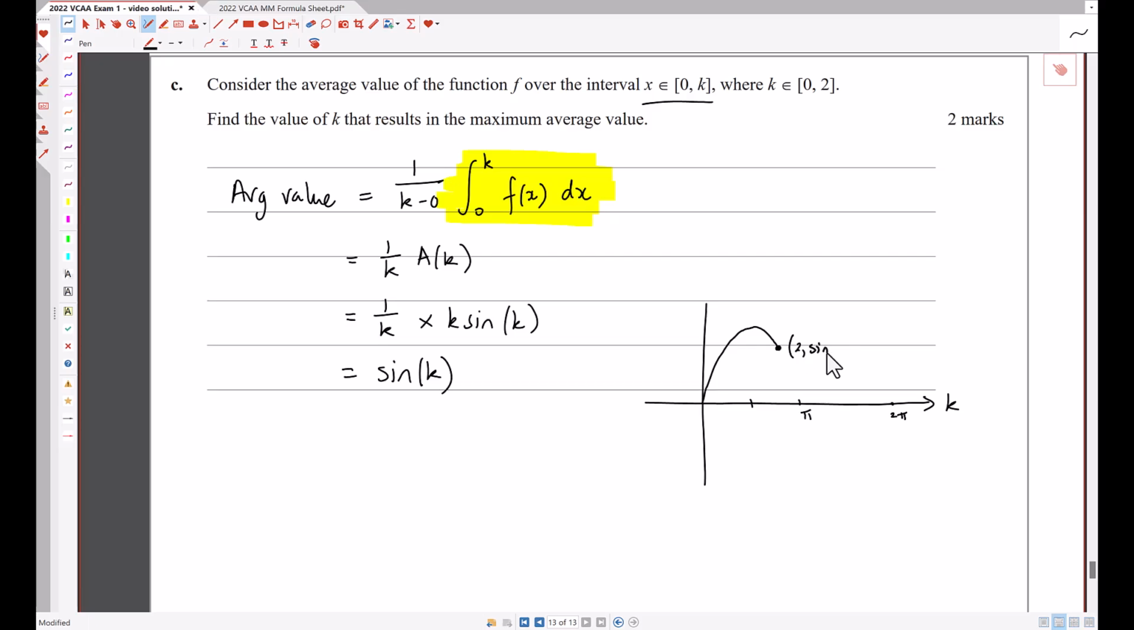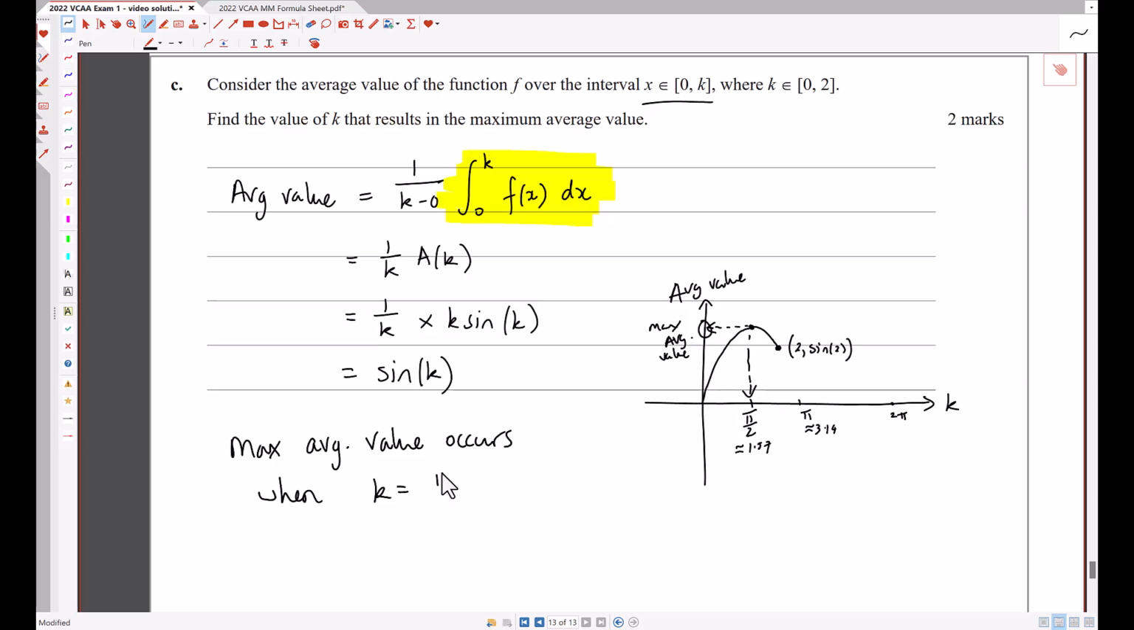So it'll be sine of 2. But the key thing is to recognize that that's going to definitely be bigger than pi on 2, because pi is about 3.14, and so pi on 2 is going to be about 1.57. Okay, and so therefore 2 will be between those two things. And so therefore the maximum value is that, and we want the value of k that results in this maximum average value. So the maximum average value is this value here, and the value of k that produces that is this value here. Okay, so the maximum average value occurs when k equals pi on 2.